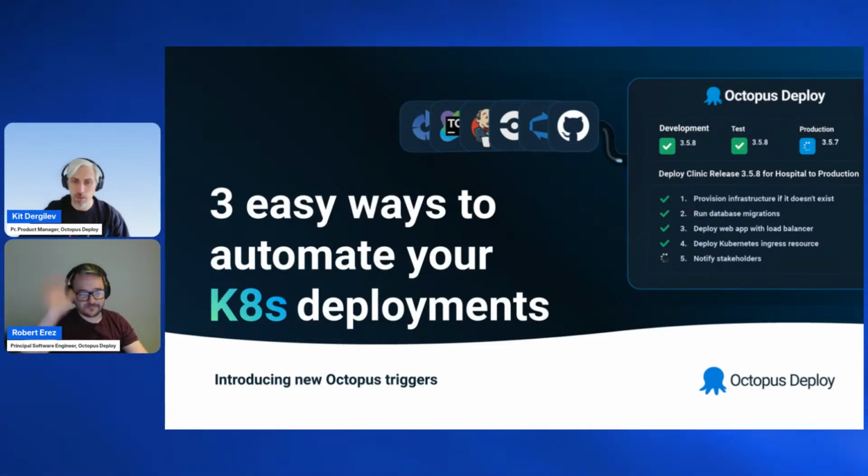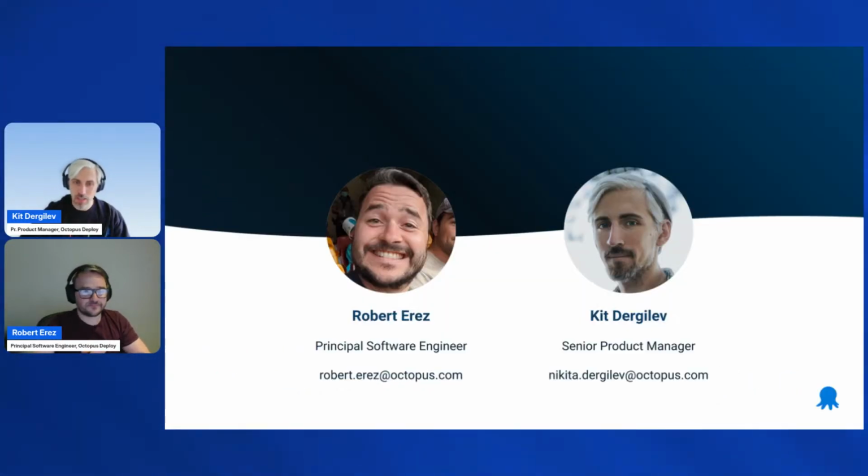Hello everyone. So today we're talking about how we can enhance and improve deployments to Kubernetes with Octopus. Let's start with who we are. We have Rob, who is our principal software engineer, working with us on the Kubernetes deployments, and I'm Kit. I'm working on the product side on the same team. And yep, we are here to talk about Kubernetes, and we're working on Kubernetes in Octopus.